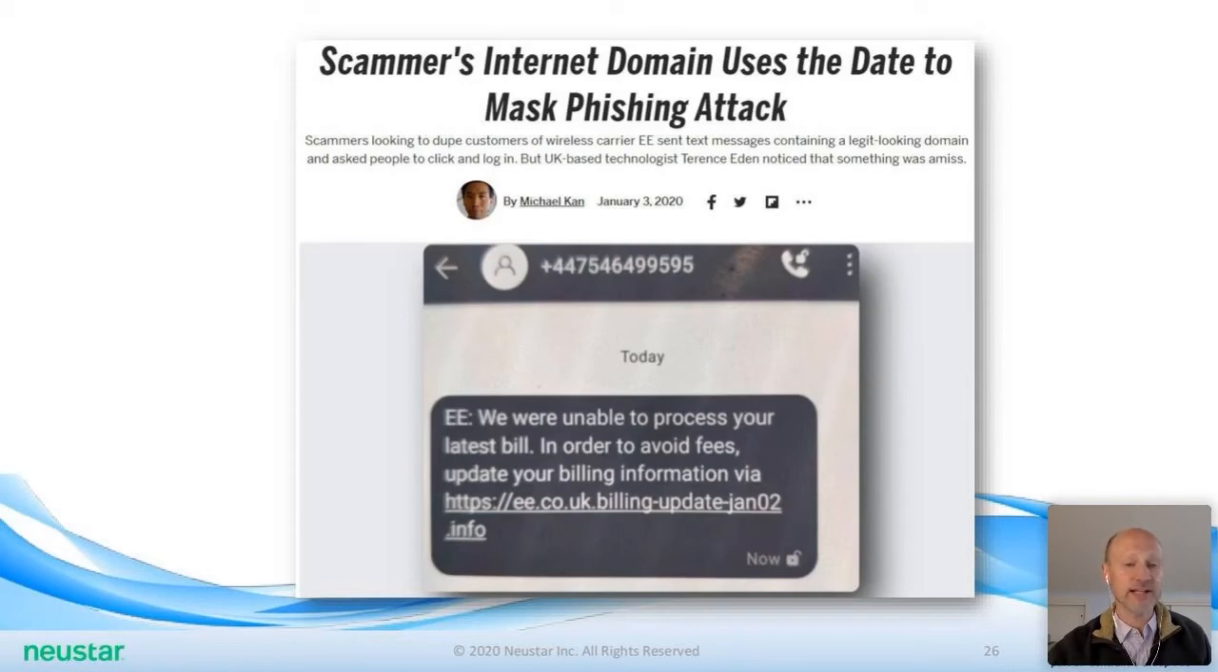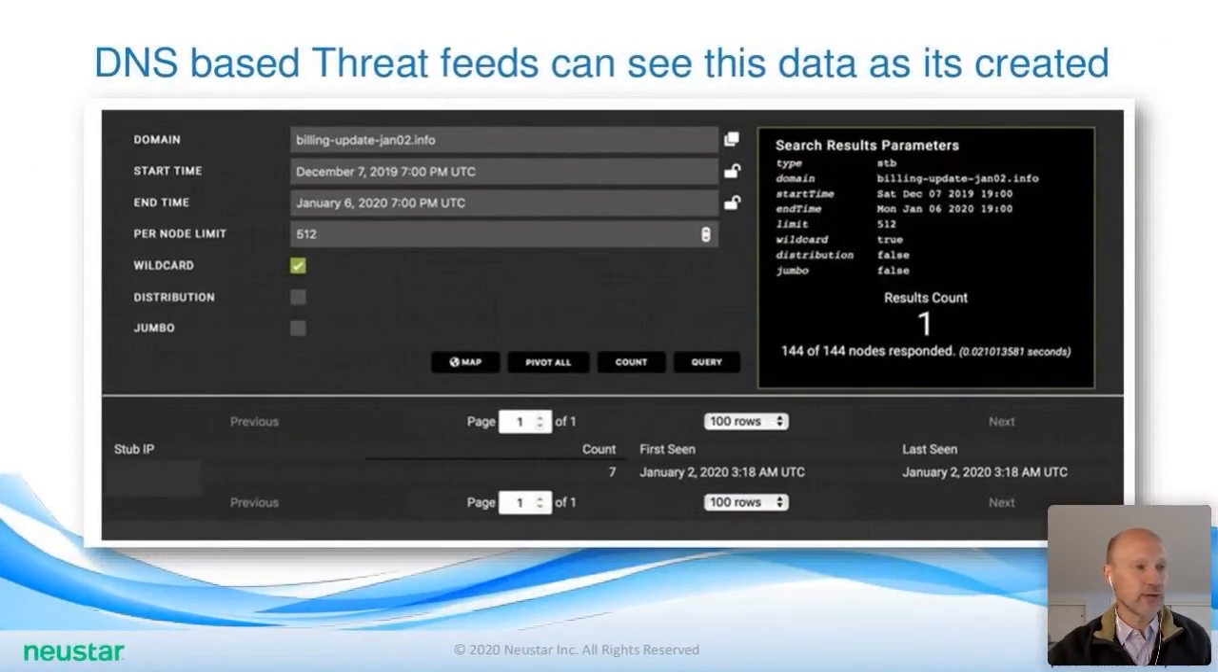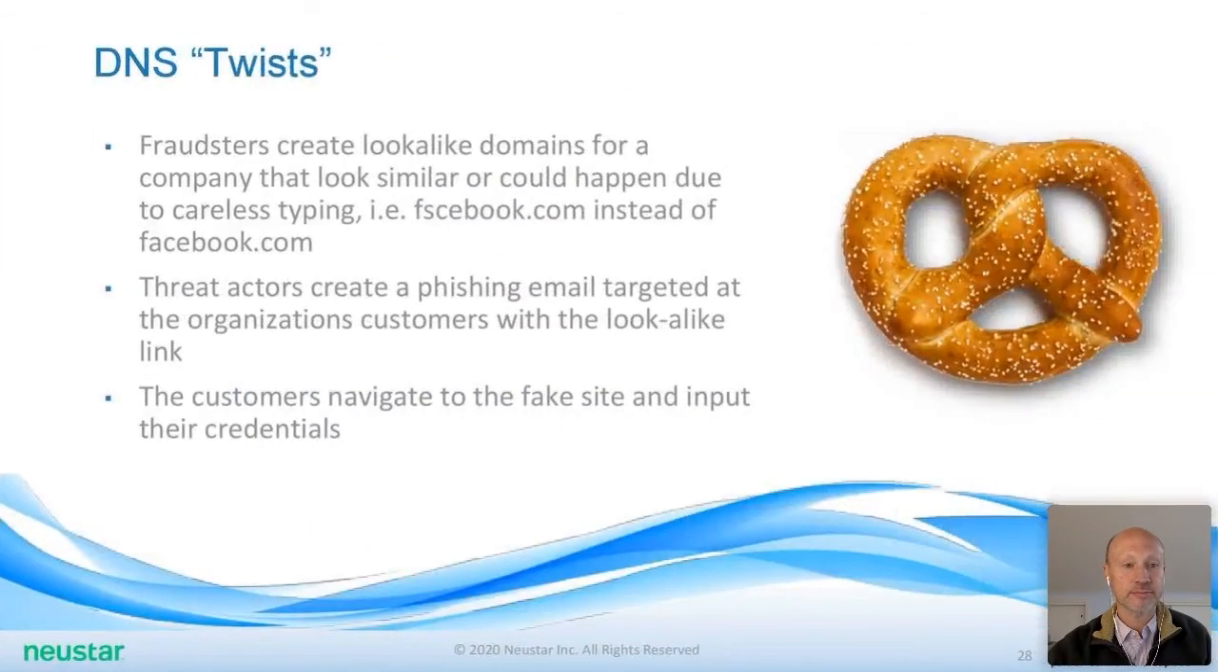So if the user clicked on this link, they would be going to a completely different and spoofed site for that mobile provider. So how can you help realize what's going on here? Well, for this particular case, we went back in and saw this particularly malicious domain was actually activated the day before, on January 2nd, before this news article came out. So you can see here that by using a DNS threat intel feed, we can help protect your enterprises from newly observed and malicious domains.